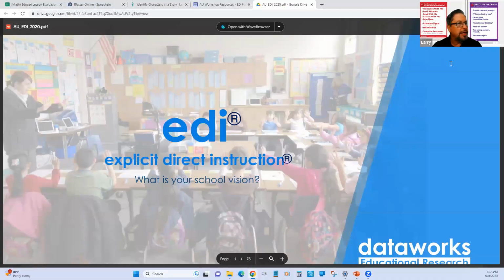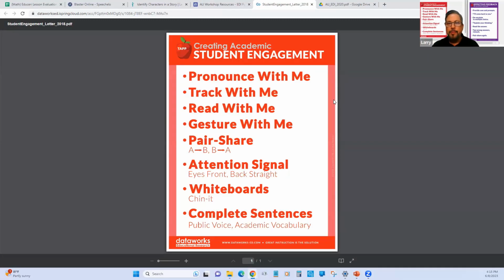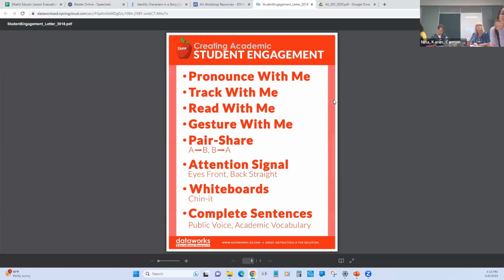I'm going to just go ahead and pull up some posters. Do you see my student engagement poster? Let's go through them really quickly. I'll say it and then you repeat. My turn. Pronounce with me. Track with me. Read with me. Gesture with me. Gesture. Pair share. Share. And then switch.